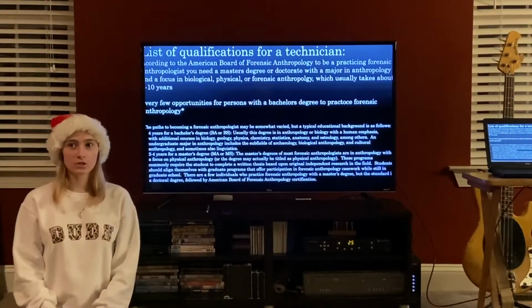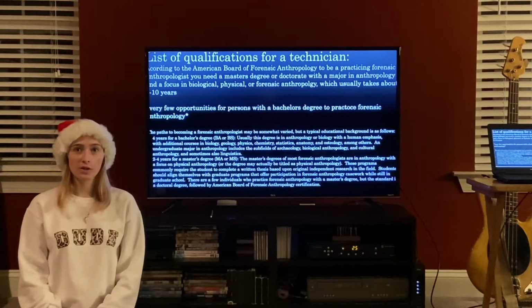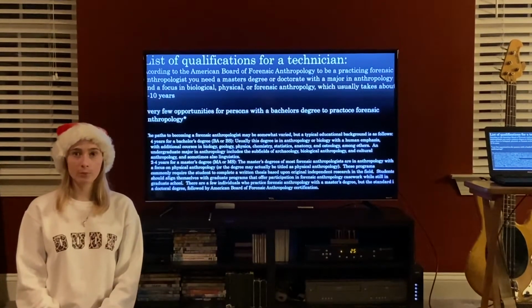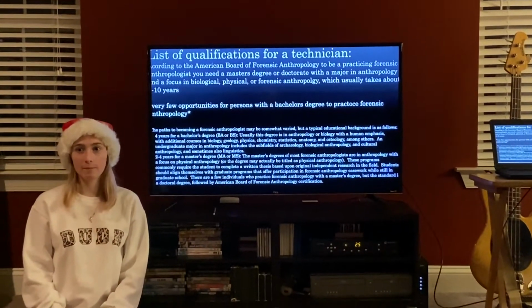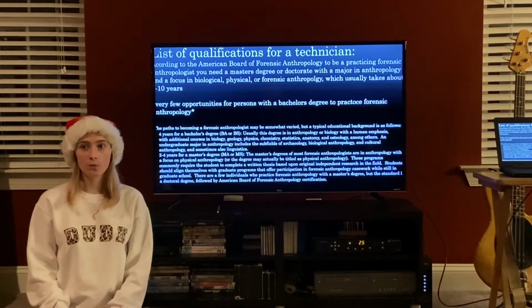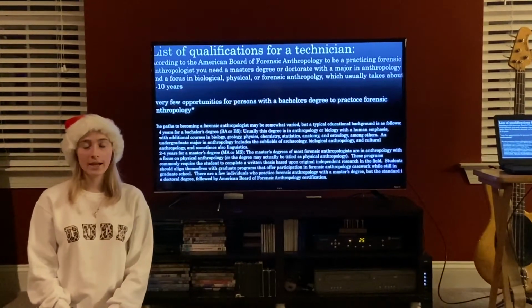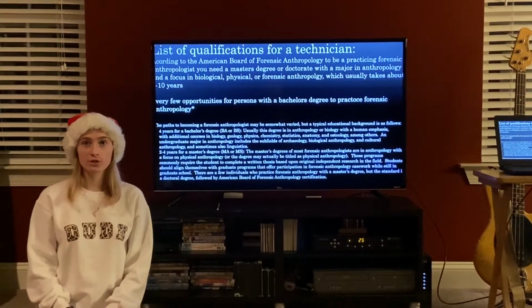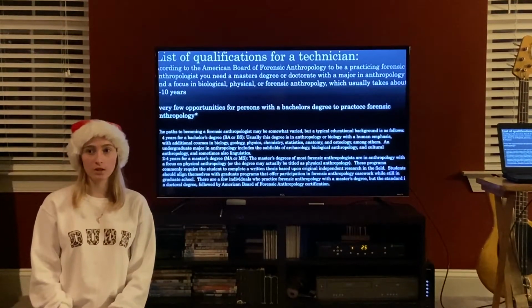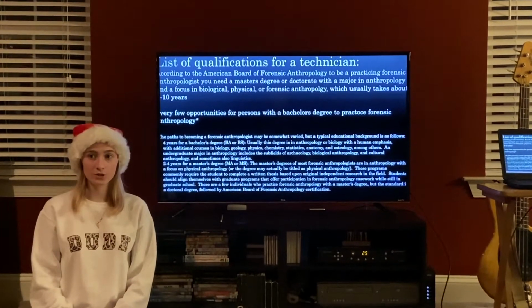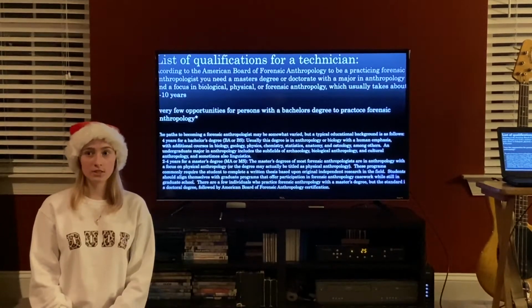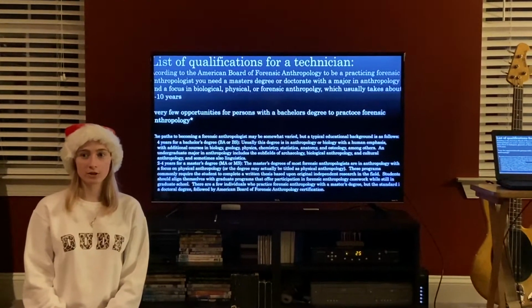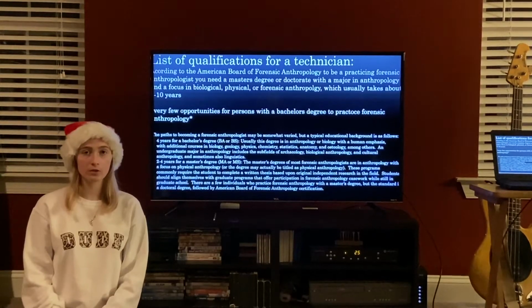List the qualifications for a technician. Qualifications set by the American Board of Forensic Anthropology include a master's degree or doctorate with a major in anthropology and focus in either biological, physical, or forensic anthropology, which takes about 6 to 10 years. Below are the varied paths to becoming a forensic anthropologist, posted by the American Board of Forensic Anthropology.